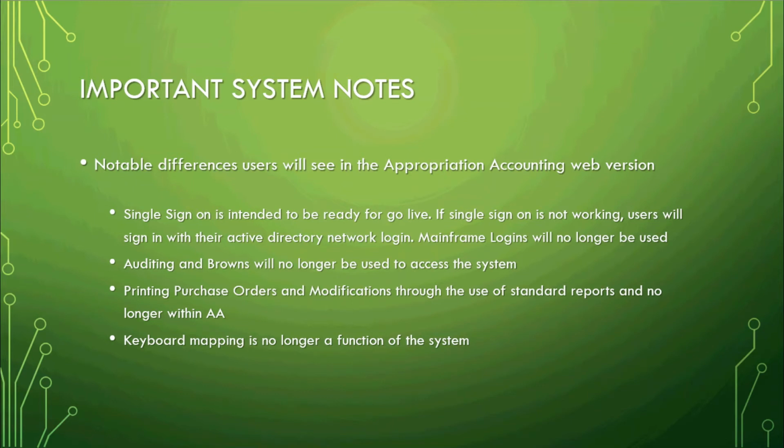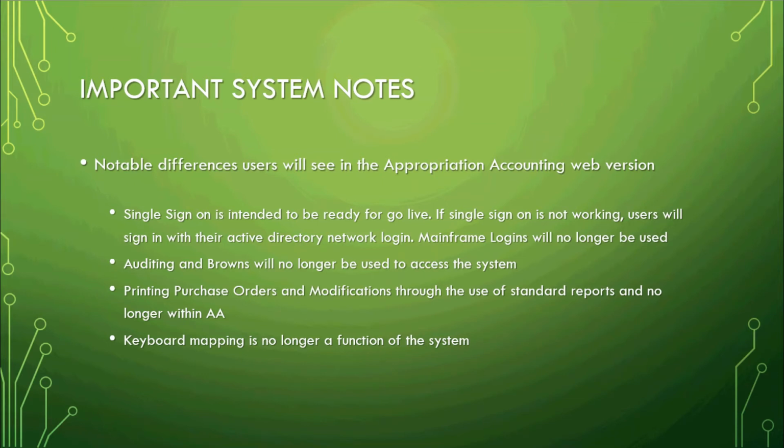The project team is currently working on single sign-on functionality and hopes to have it ready to go for Go Live. If it is not ready at Go Live, users will log in using their Windows login information. Auditing and Browns. For many years, users have either enjoyed typing in auditing and Browns to access the system, or they may be Bengals or Steelers fans. No matter where you fall in your opinion of sports, with the new system, users will no longer enter auditing and Browns to access appropriation accounting.